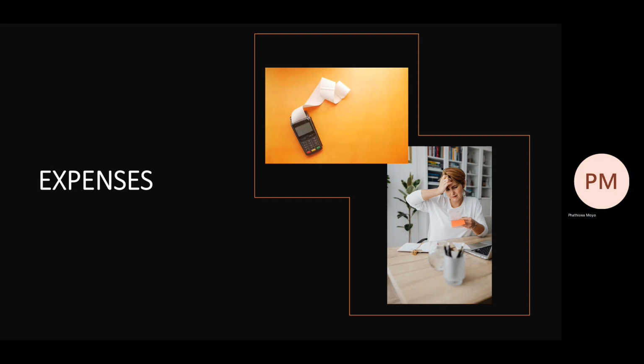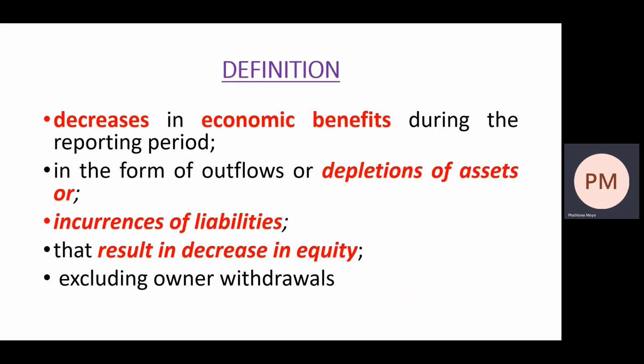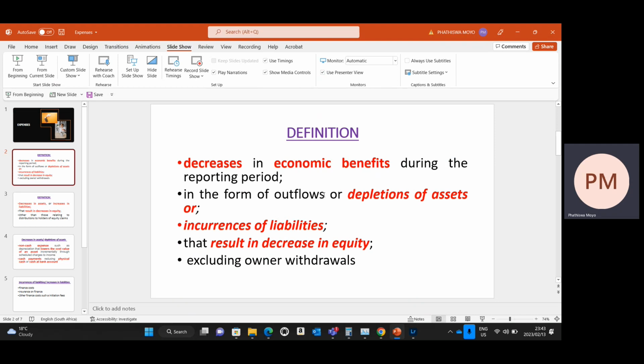Okay, guys, expenses. You're still doing first year. So what is the definition of expenses? There are two that I could find. The first is the decrease in economic benefits. Remember, with income, we said the economic benefits are increasing. In expenses, the economic benefits are decreasing. And it must be within the reporting period, so within the financial year, in the form of outflows. So money going out. Let me highlight it in red because it's very critical.